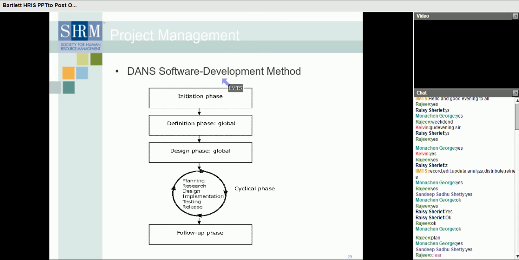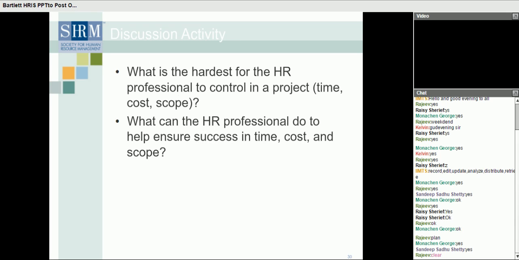So initiation phase, then defining phase, then designing phase, then follow-up phase. So this is similar to what I have told you right now. That is the process which is being followed in day-to-day jobs.